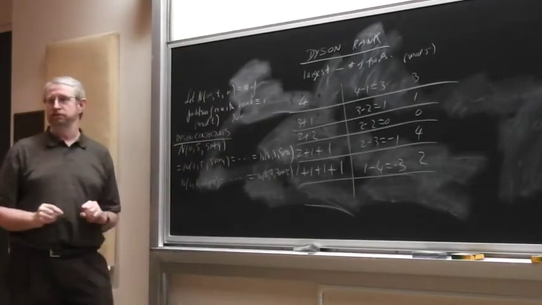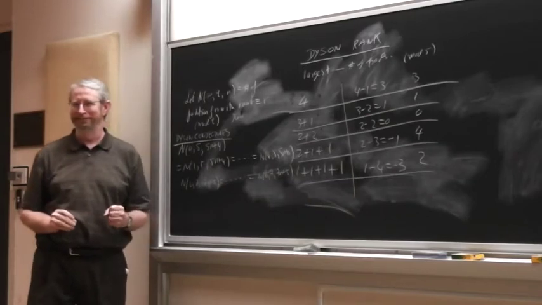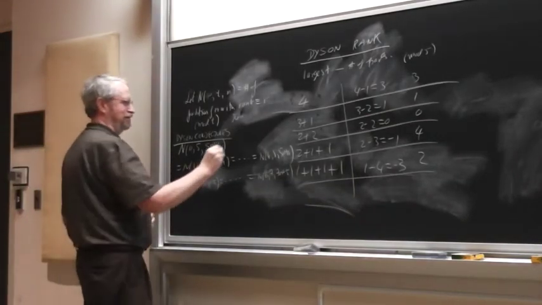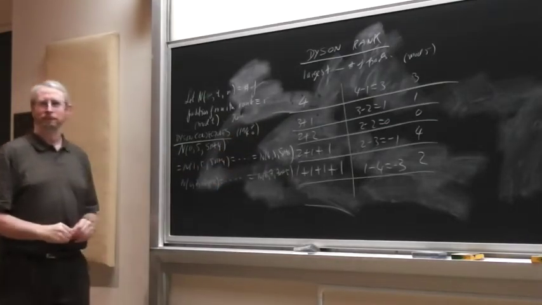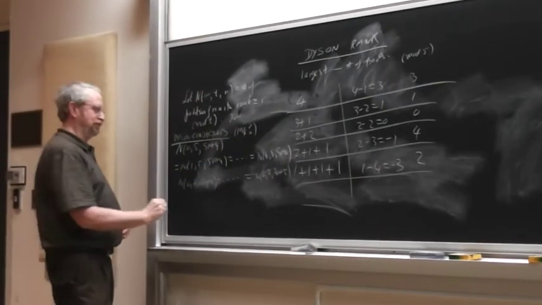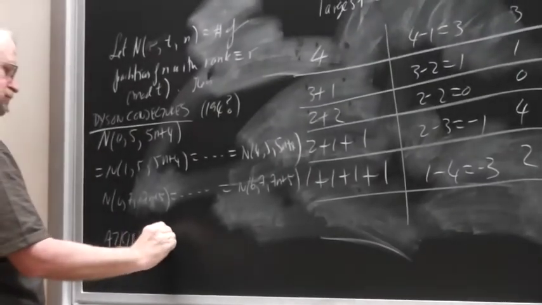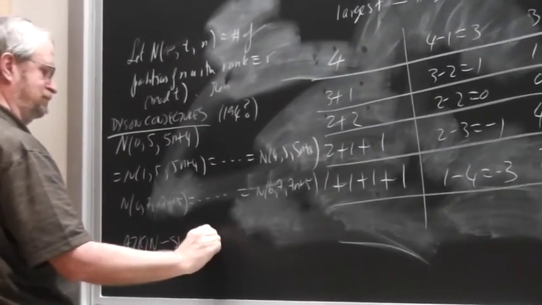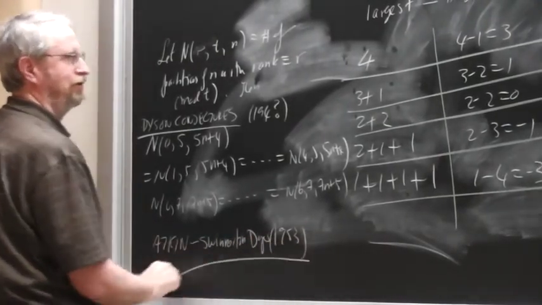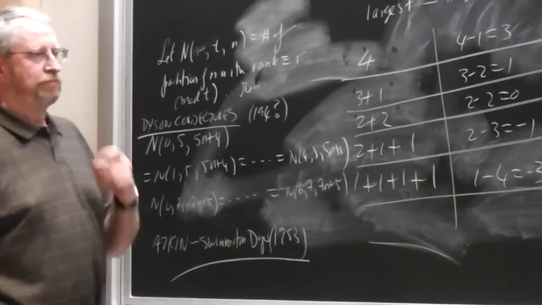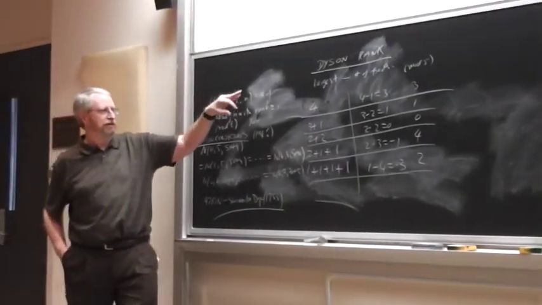Dyson conjectured these when he was an undergraduate at Cambridge, in 1940-something. They were actually proved by Atkin and Swinnerton-Dyer in 1953. Okay, so if I get to it in my talk, I'm going to give you a new identity for the rank function.